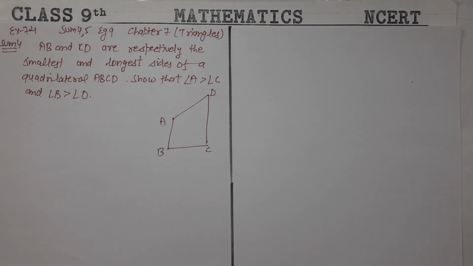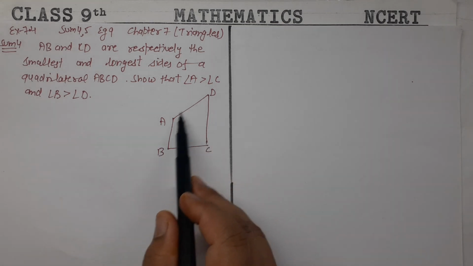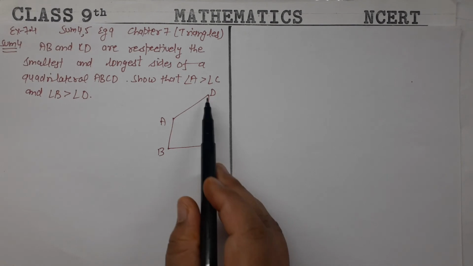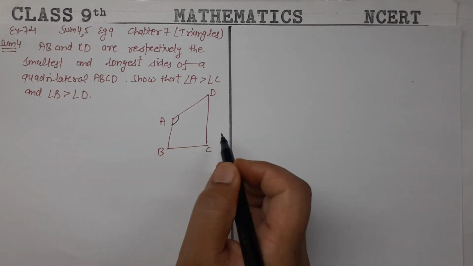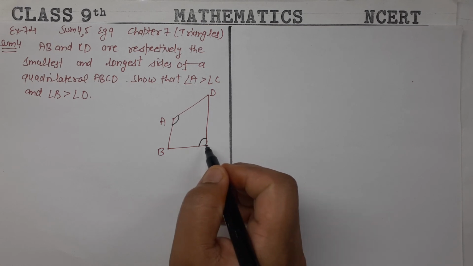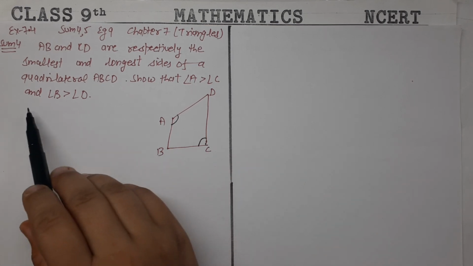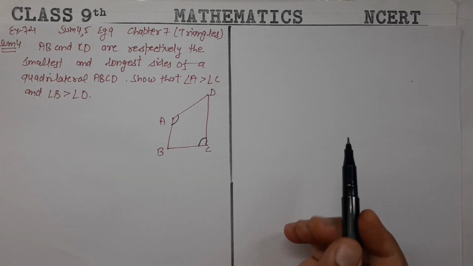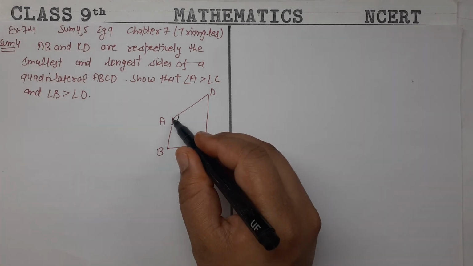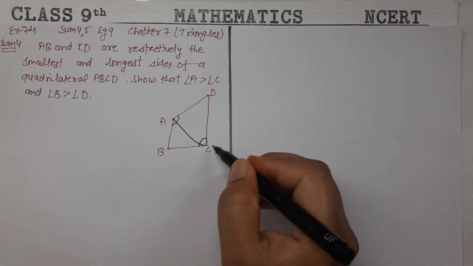Sum number 4. AB and CD are respectively the smallest and longest side of a quadrilateral ABCD. Show that angle A is greater than angle C. Second part, angle B is greater than angle D. Join A to C.